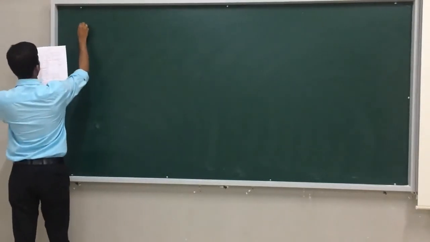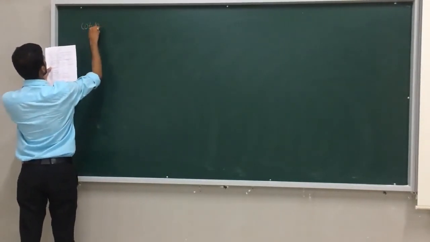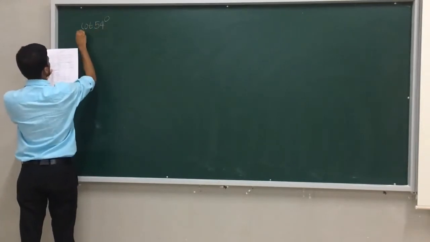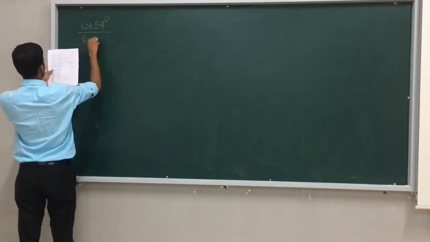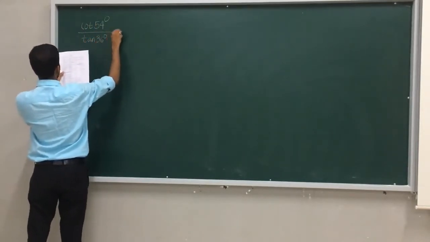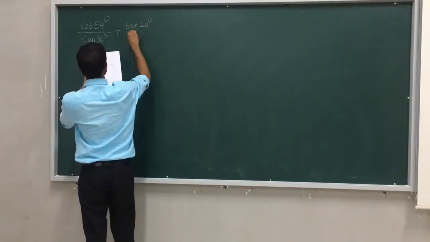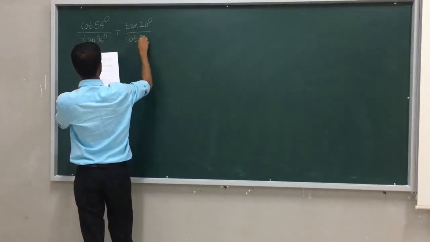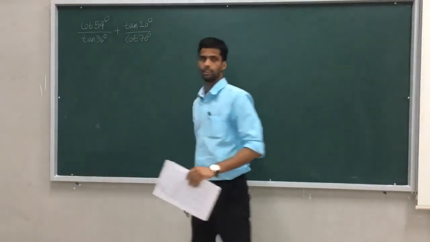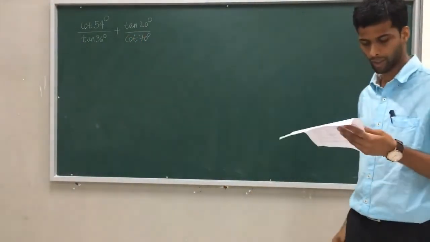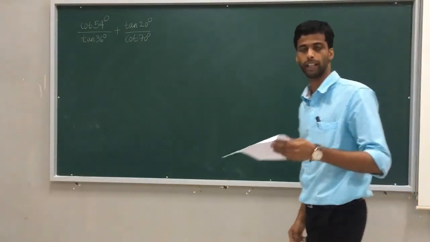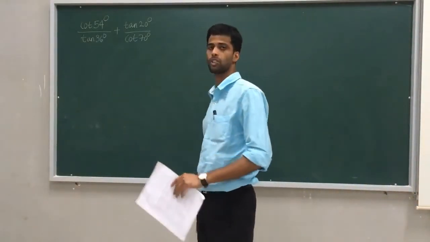The value of cot of 54 degree divided by tan of 36 degree plus tan of 20 degree divided by cot of 70 degree. Okay, they have given options 0, 2, 3, 1. Which option is correct for this particular expression?